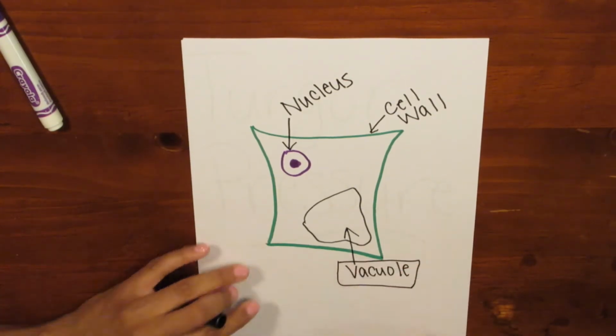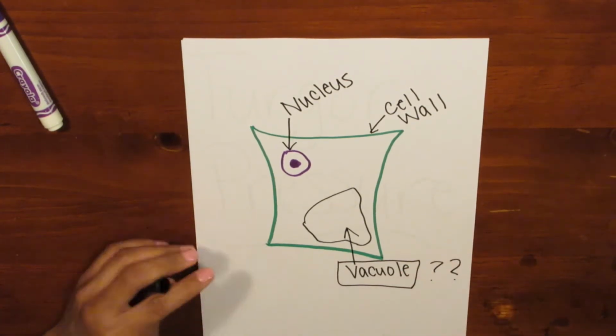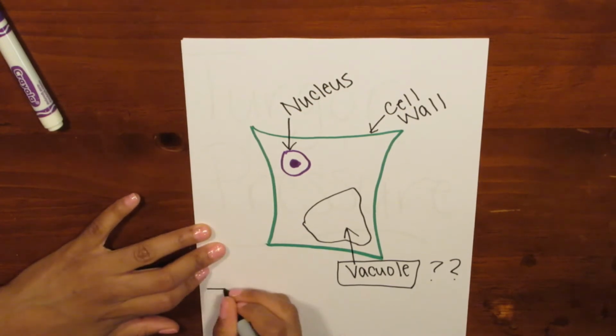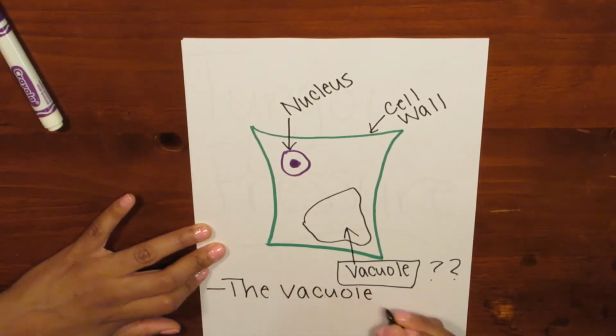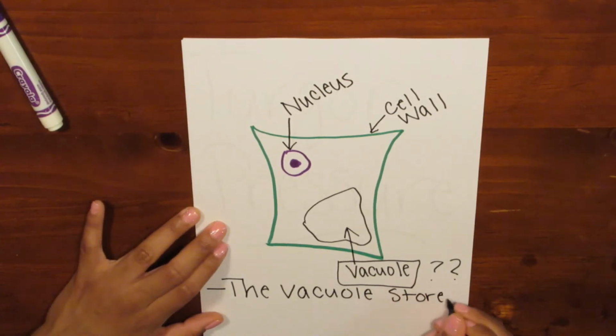So let's go ahead and talk about the vacuole for a second. So what is the vacuole? Well, the vacuole is where water is stored in plant cells.